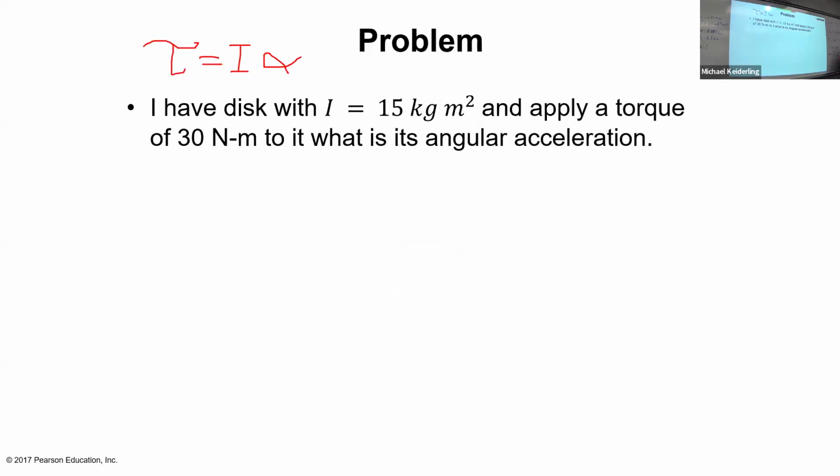So remember that torque equals moment of inertia times alpha. If I have a disk with a moment of inertia of 15 kilogram meters squared and apply a torque of 30 Newton meters to it, what will its angular acceleration be?